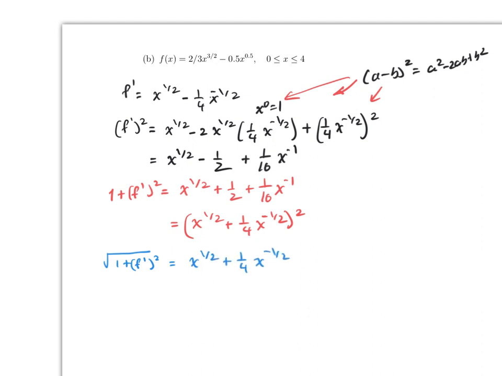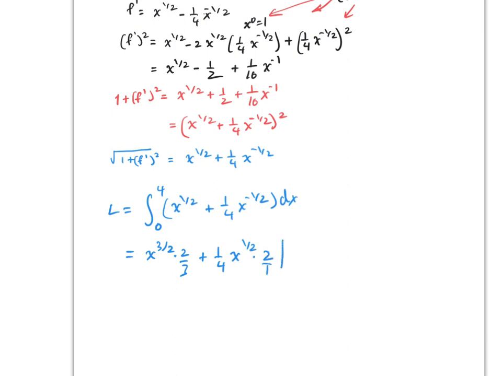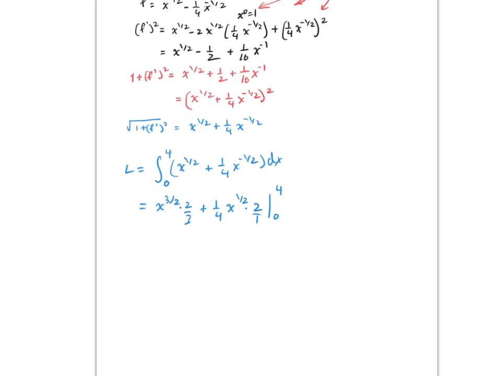Okay? And therefore the arc length is just the integral from 0 to 4 of x to the 1/2 plus 1/4 x to the minus 1/2. And this is pretty easy to integrate. The integral for the first one is x to the 3/2 times 2/3, and then plus 1/4 x to the 1/2 times 2 over 1, and all of this is from 0 to 4.